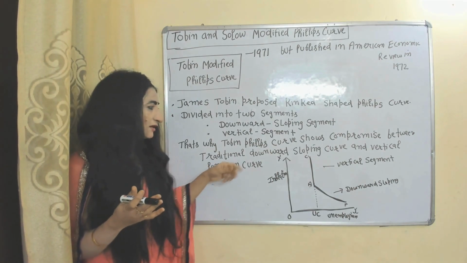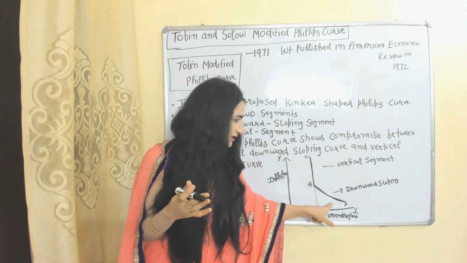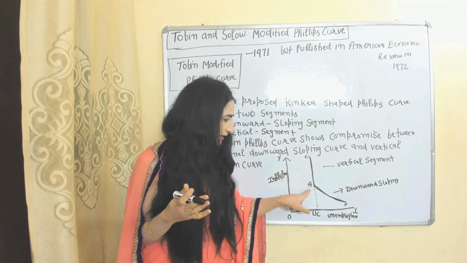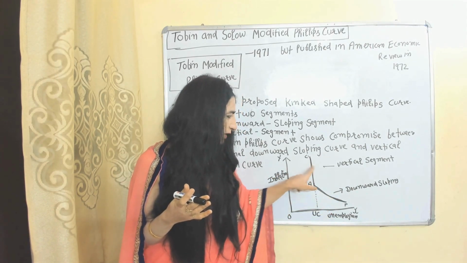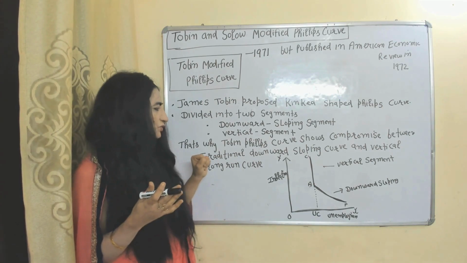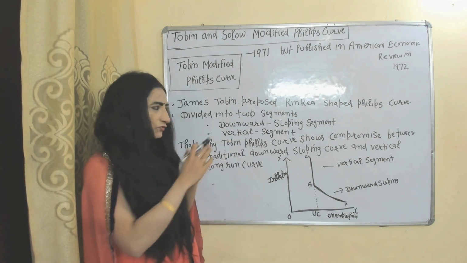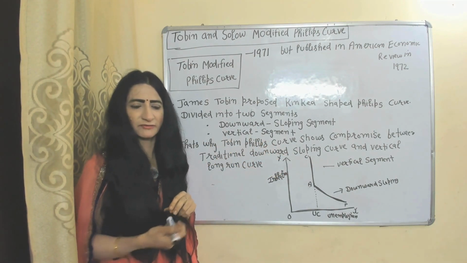That means Phillips curve of Tobin divided into two segments. First is a downward sloping segment, second is vertical segment. AP is a downward sloping segment and AC is a vertical segment. That's why Tobin Phillips curve shows a compromise between traditional downward sloping Phillips curve and vertical long run Phillips curve.